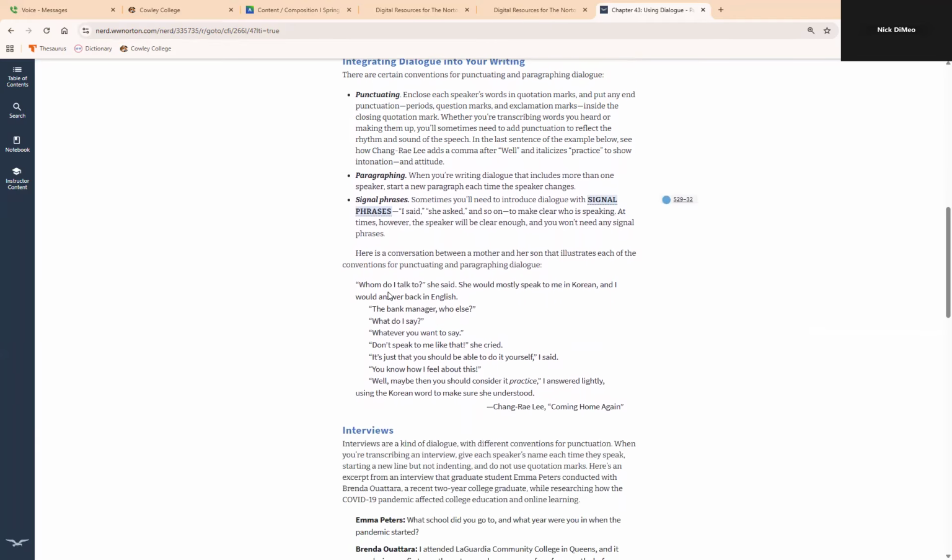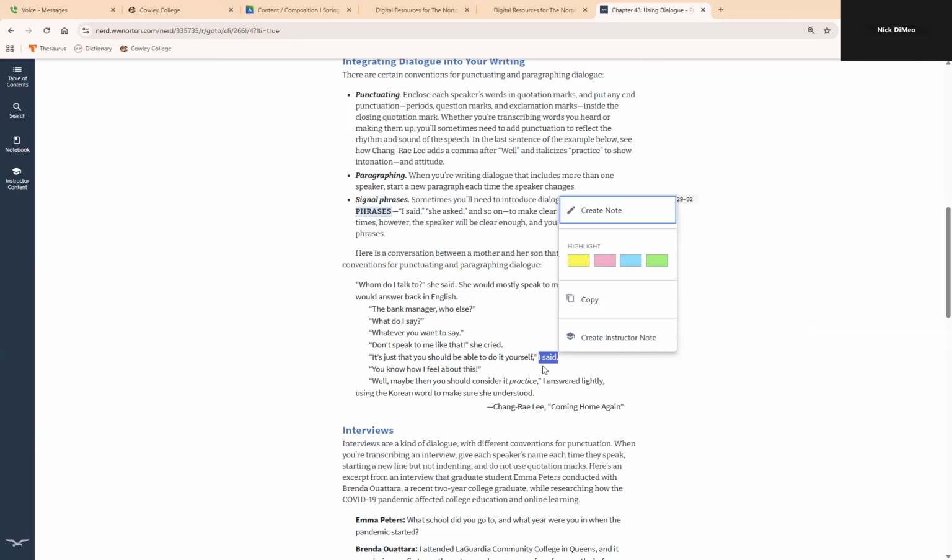Another type of dialogue is the one you saw in the granddad piece, where it's just a back and forth, right? One person says something like, whom do I talk to? She said. And then you can see what's happening after that, with the person saying, she would mostly speak to me in Korean. I would answer back in English. Well, the bank manager, who else? What do I say? Whatever you want to say. Don't speak to me like that, she cried. It's just that you should be able to do this yourself, I said.